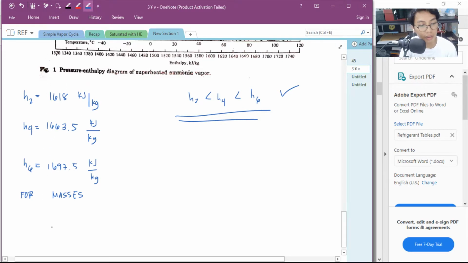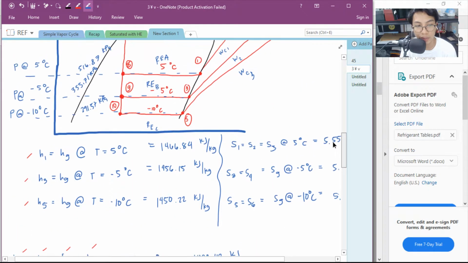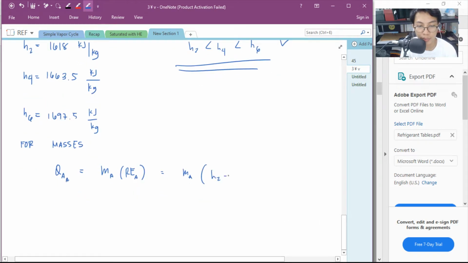Diba that is equal to QA dun sa A, MA, REA. Tama? Ano po ba yung RE at A? Extract natin MA. Asan yung A dyan? H2 and H1. Diba? H2 minus H1. This is REA. Yan, mahanap na natin si MA. Therefore, MA is equal to QA over H2 minus H1.